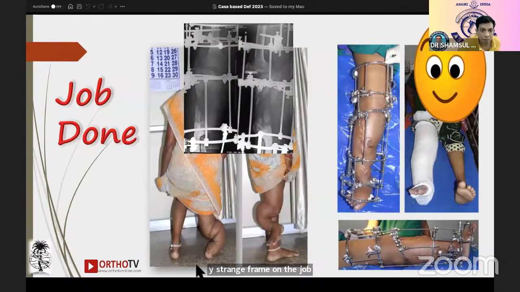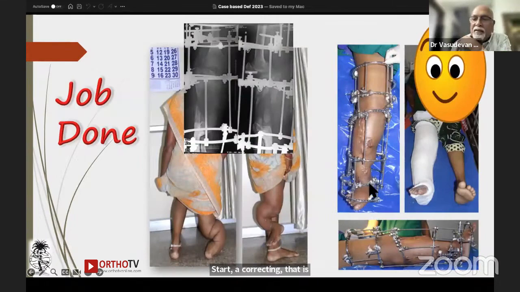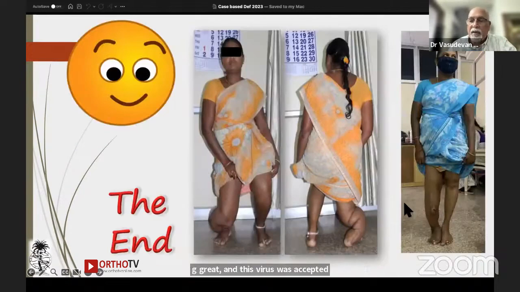Started correcting. That is how I got the length back. And some deformity remains, you can see the heel is in valgus. If I try to correct more, then the foot will create more problems, because the subtalar joint was already in valgus. So I'm not able to correct more. So I did only that much. The foot is plantigrade and this varus was accepted. So before and after.